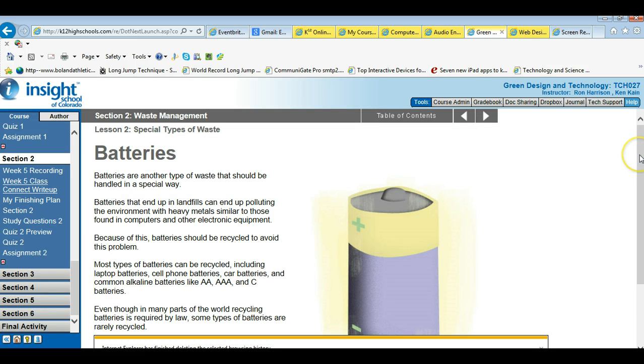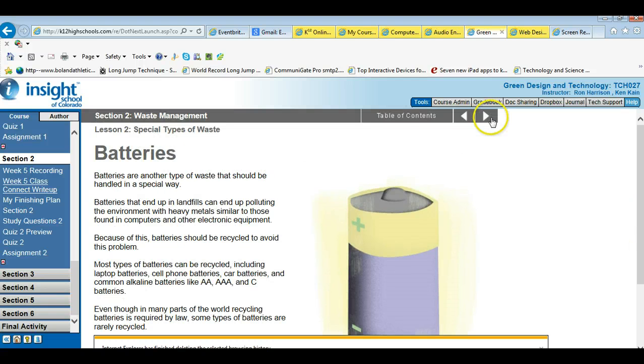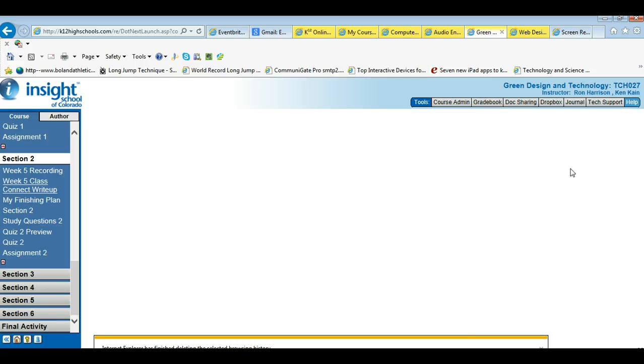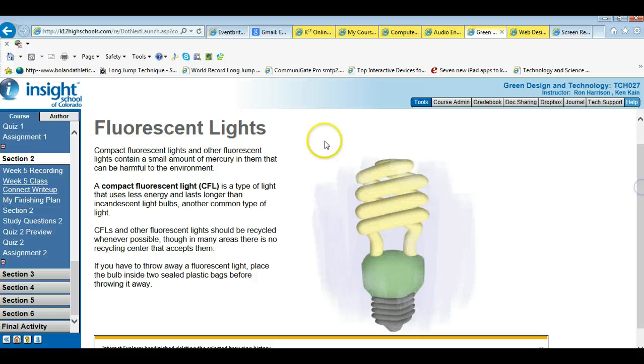Batteries, really bad. Batteries can leak, and those acids and things get into the soil and the groundwater. So you want to recycle all the batteries that you can, and you're starting to see more places that take batteries to recycle.